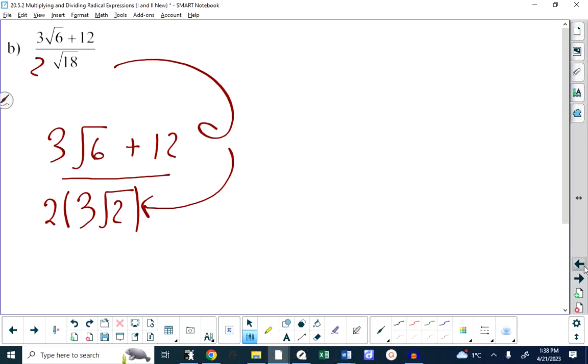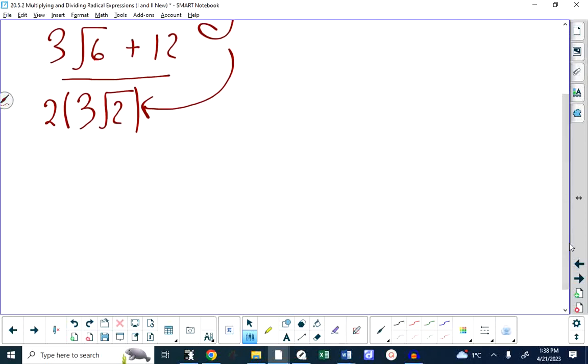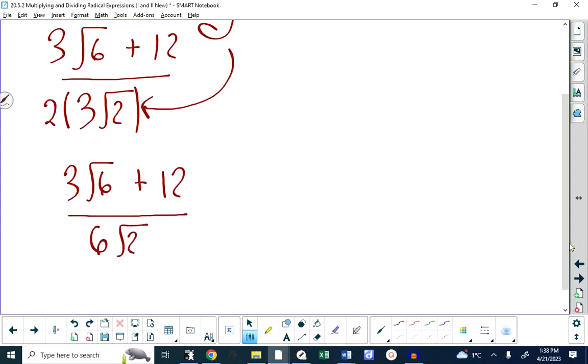So what we end up with is 3 root 6 plus 12 over 6 root 2, because 2 times 3 is 6. Should we rationalize the denominator right now, or is there something else we could do? Before I take a response to that question, remember we're getting into an area of high school math where you do things not because that's the next step. You do them because it might be a better step.